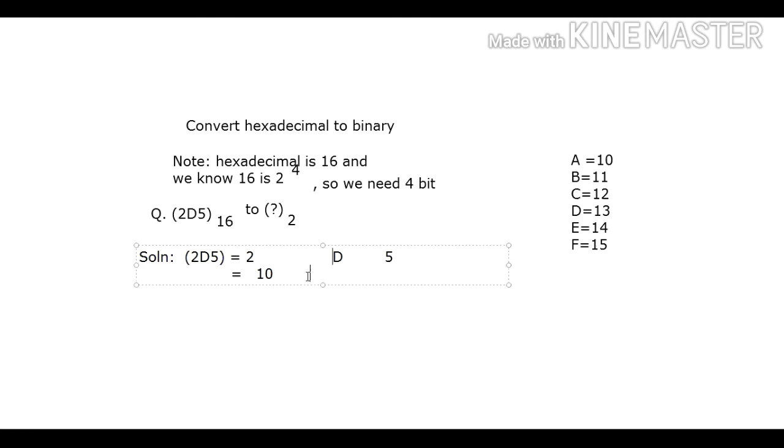Then write the binary of D. D is what? 13. 13 in binary is 1101. Okay. Then now write the binary of 5. 5 in binary is 101. But what we have written here, see, we need 4 bits. Every group we have to make 4 bits. So let us add a 0 here and let us add 2 zeros here to make it 4 bits.